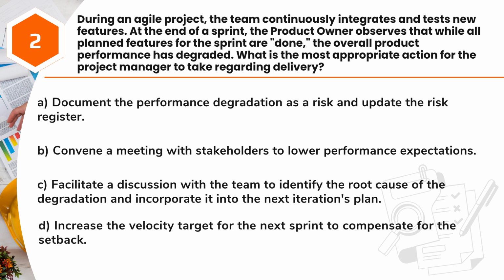A. Document the performance degradation as a risk and update the risk register. B. Convene a meeting with stakeholders to lower performance expectations. C. Facilitate a discussion with the team to identify the root cause of the degradation and incorporate it into the next iteration's plan. D. Increase the velocity target for the next sprint to compensate for the setback.